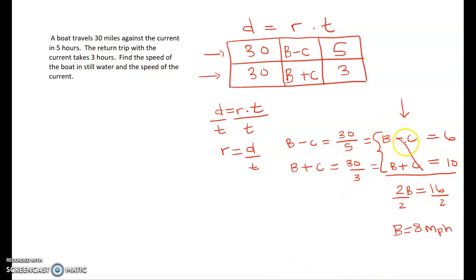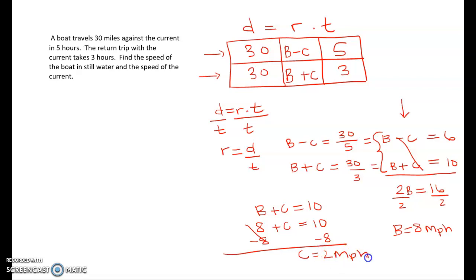Now we can use one of these equations to find the current speed. So we also found out b plus c equals 10. So we put in 8 for b. So 8 plus the current speed equals 10. We subtract 8 from each side. So we get c is just going to equal 2, or 2 miles per hour.